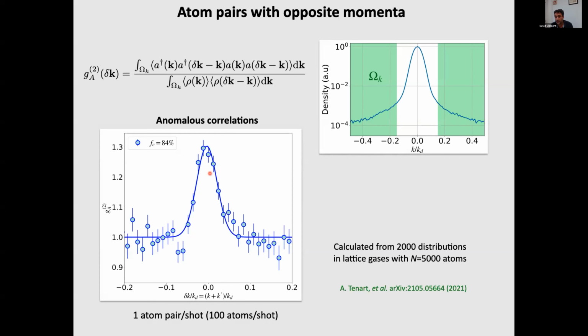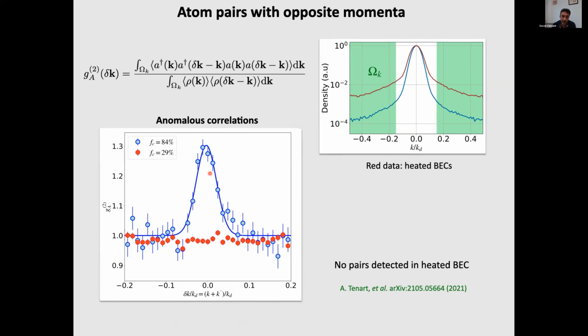So we are very happy to see the signal. And the first thing that we wanted to do was to check that it was indeed very sensitive to temperature, as you would expect for the quantum depletion. So we repeated the experiment by heating up the BEC, and you have here the density profile in red. In log scale, you see that we have increased quite a bit the depletion, but the condensed fraction stays about 30%. And in that case, we are unable to see any atom pairs.